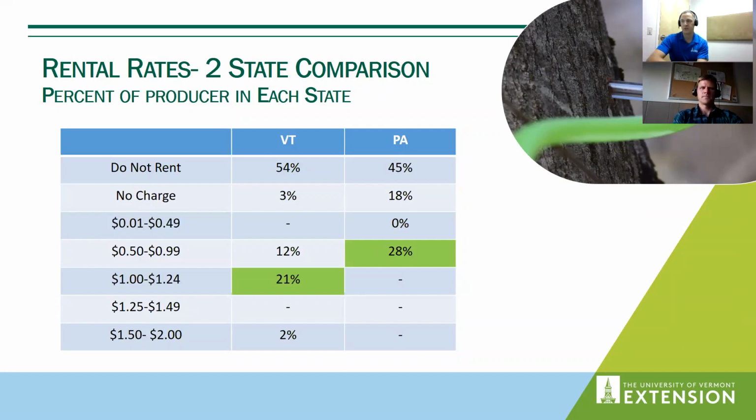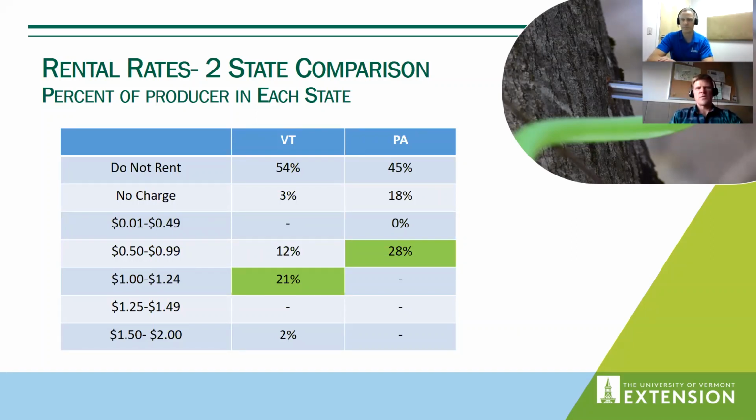We look at those green cells and we can see where the largest percentage of people fell that were renting. For Vermont, it was in the $1 to $1.24 range. And then in Pennsylvania, we've got nearly 28% in that 50 to 99 cent range. Again, this is very coarse. We haven't broken it down here by zip code, and we don't have nearly the hundreds of responses to really feel confident in any predictive feature there. But we see this across the board, some of the similar trends in New Hampshire and Maine as well, different states being in different places.